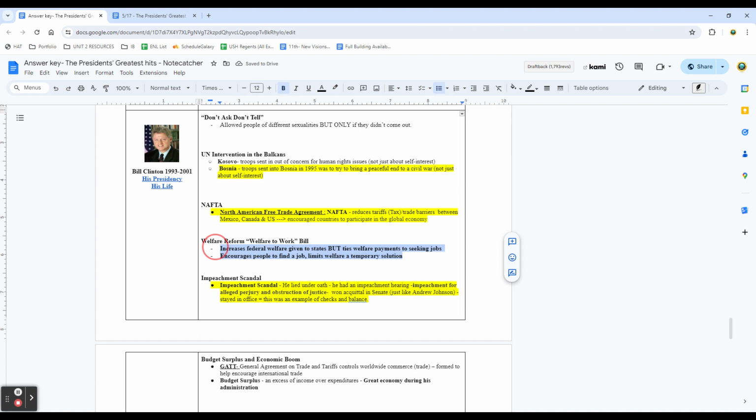Then Bill Clinton has his own scandal, his impeachment scandal. He lies under oath. So he is impeached for perjury and obstruction of justice. He wins his acquittal in the Senate and stays in office, even though he is impeached for his affair and lying about his affair with intern Monica Lewinsky.